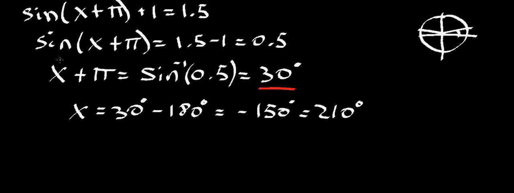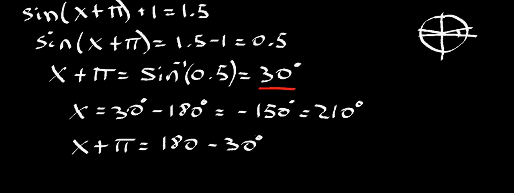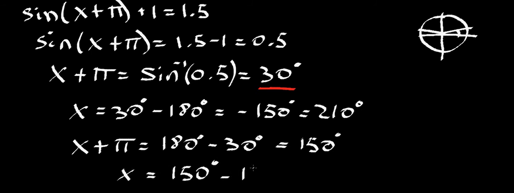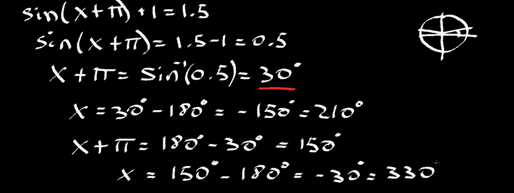Okay, so in this case we're working with a sine. That means that this angle here, x plus pi, is also going to be equal to 180 minus 30, which is going to be 150. If we now work it out, x is 150 minus 180, which is pi. I'm just transferring this across here. We get minus 30 degrees, which is the same as 330 degrees.